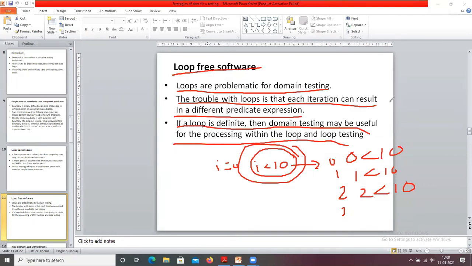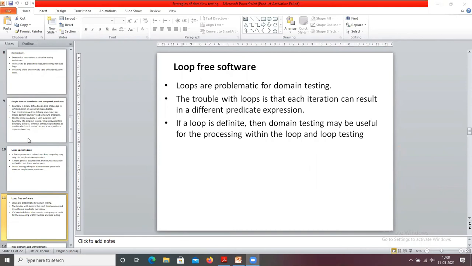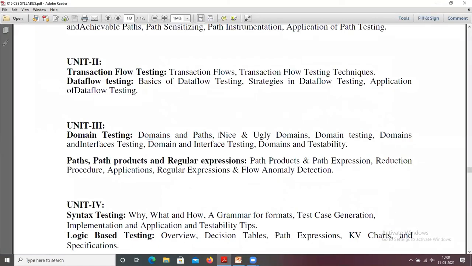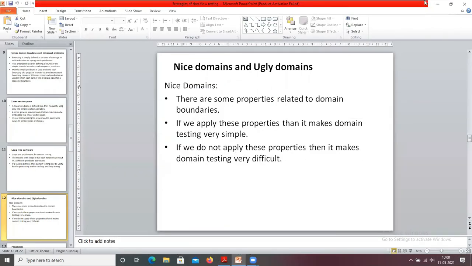And the next topic is about domains and paths: nice domains and ugly domains. So what is a nice domain? A nice domain is one where the bugs are very minimized. An ugly domain is one where the bugs are very high. That is the bad domain. First we discuss nice domains.